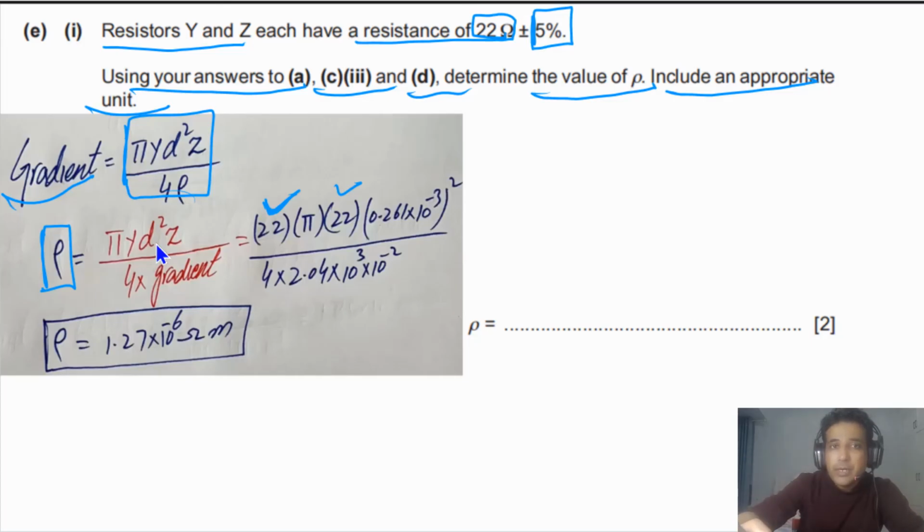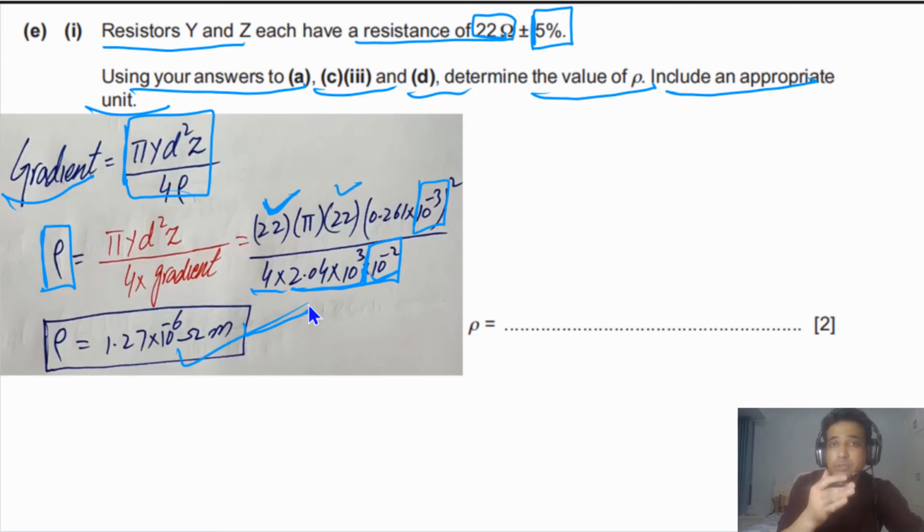So the unit was millimeter, so you have to multiply with 10 to minus 3. So use those values. And here is a 4, and this is the best fit line, gradient of best fit line. We have to multiply with 10 to minus 2 because that was in centimeters. So if you do calculations, you will get this answer. So this is how you need to approach this part.